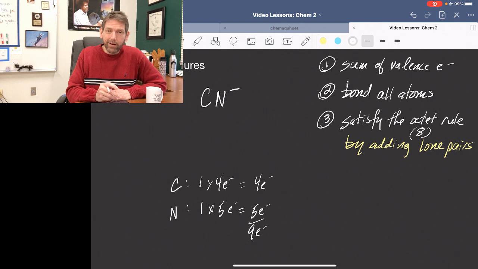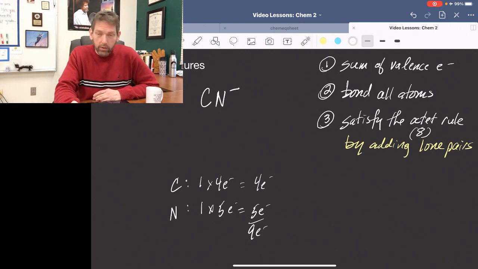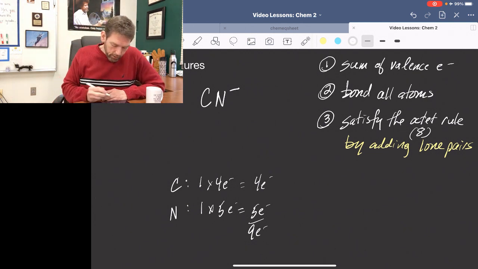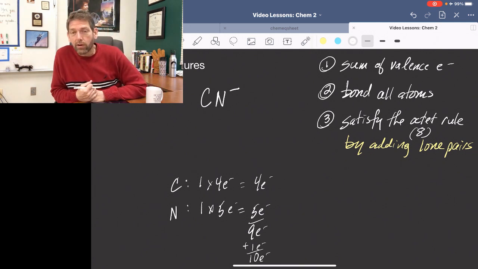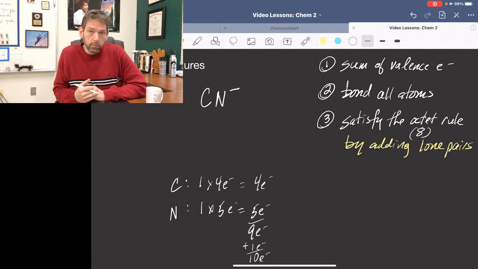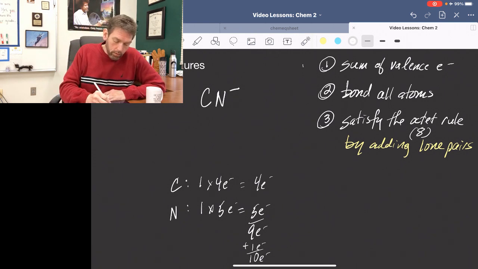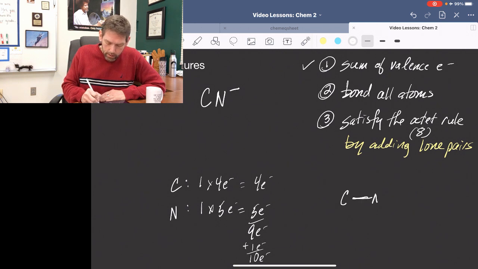You should immediately be able to see, wait a minute, if we have an ion, we're going to have to do something with some electrons, right? So the negative charge on this polyatomic ion means that it has taken in 1 more. So that's a total of 10 electrons that we need on this particular polyatomic ion. So rule 1 is done. Rule 2, bond everything together. So there's carbon bonded to nitrogen. So now rule 2 is done.